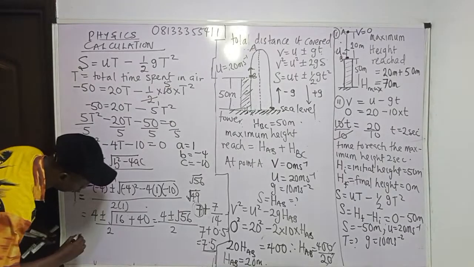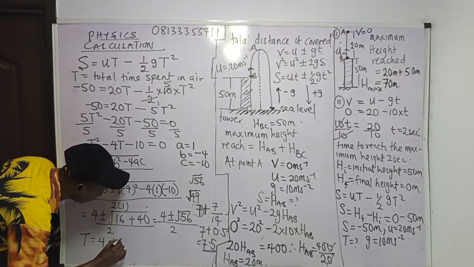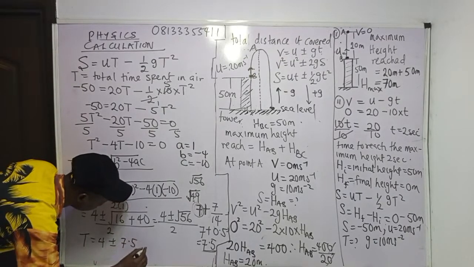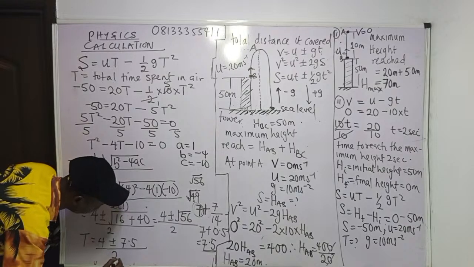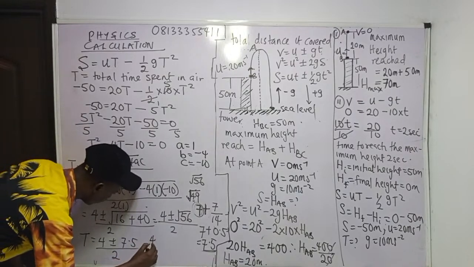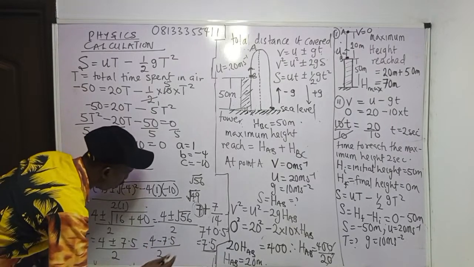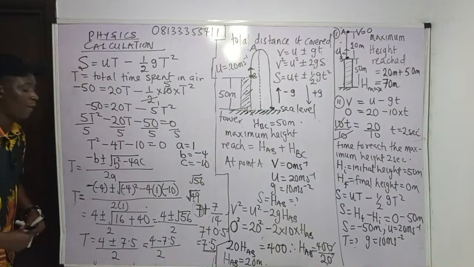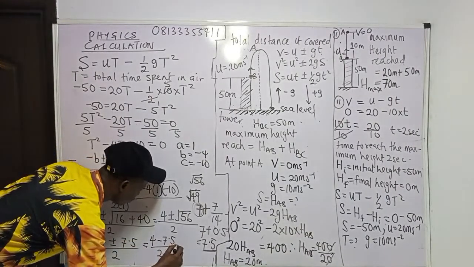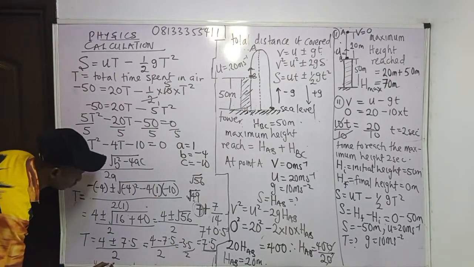So this one will not be what? Time of flight will not be 4 plus or minus the square root of 7.5, divided by 2. So our final answer will now be what? 4 minus 7.5 divided by 2, or 4 plus. Now, don't worry, 4 minus 7.5 is what? Minus 3.5 divided by 2 is about what?